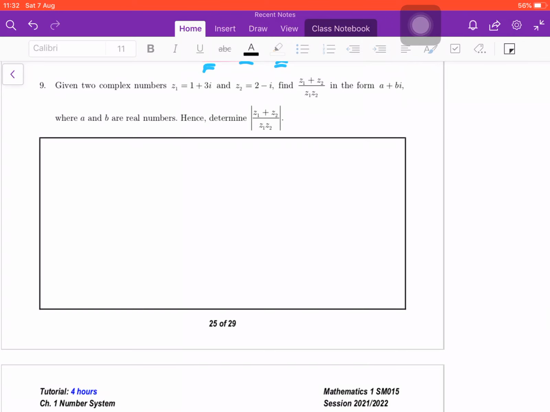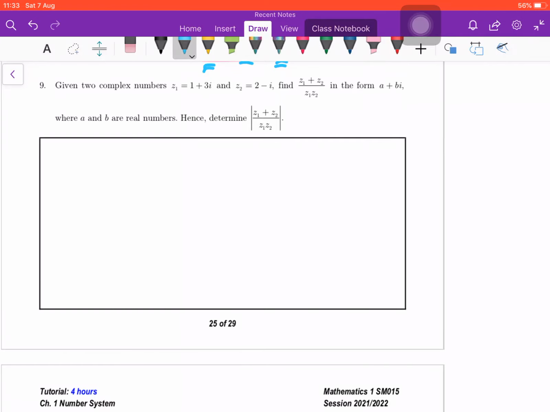Okay, setelah awak substitute Z1 and Z2 ke dalam expression tersebut, so you kena simplify the expression sampailah awak dapat in the form A plus BI, where A and B are real numbers. Hence, determine modulus of (Z1 plus Z2) over Z1 Z2. Okay, senang je soalan ni. Okay lah, saya bagi hint sahaja. Senang sangat soalan ni. Substitute sahaja. Sebenarnya, bila you baca soalan, you rasa macam susahnya, complicatednya. Cuba baca lagi sekali, tapi slow down.